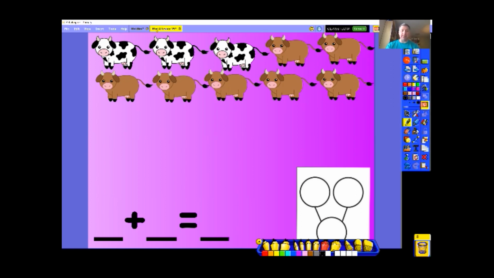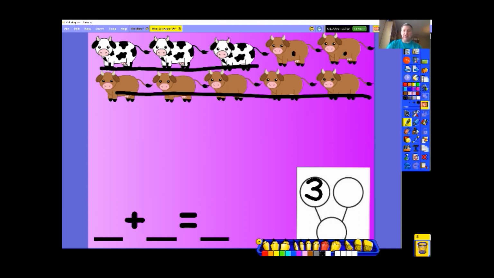All right, let's check your work. You ready? I see 3 cows have spots. That's one of my parts of my 10. I see 1, 2, and 5, and 5 and 2 is 7, friends. So my parts are 3 and 7. And 3 and 7 make 1, 2, 3, 4, 5, 6, 7, 8, 9, 10. 3 and 7 is 10.